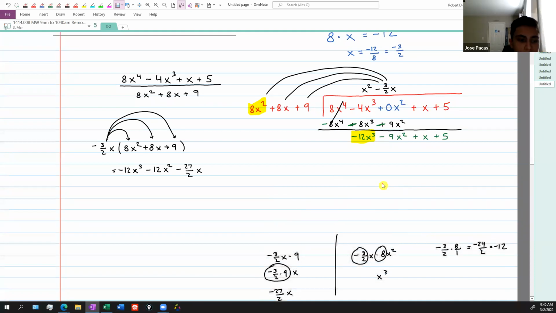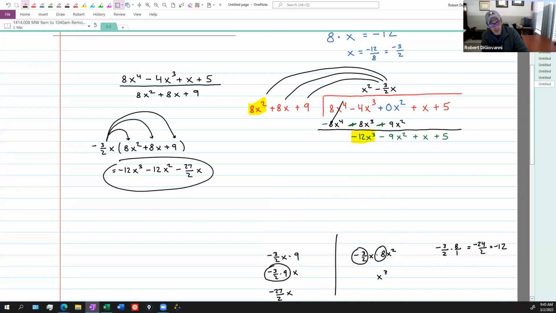Okay. Let's see where this goes. This is what needs to be put in here underneath. So I need negative 12x cubed here. I need negative 12x squared here. I need minus 27 over 2x there. And then I have to come through and change the sign, subtract. So this becomes plus, this becomes plus, this becomes plus. And now I add down. The x cubed stuff goes away. I'm going to get 3x squared because I take negative 9x squared, add 12x squared, I get 3x squared.